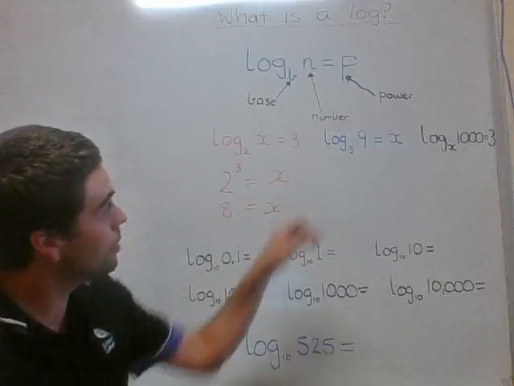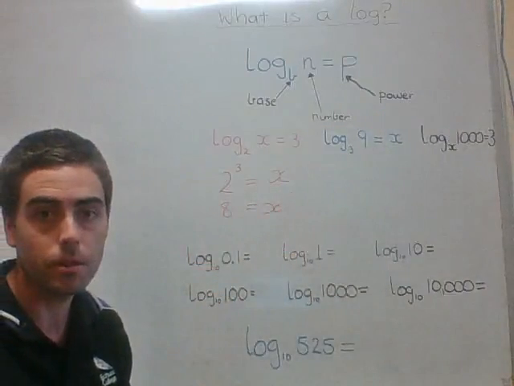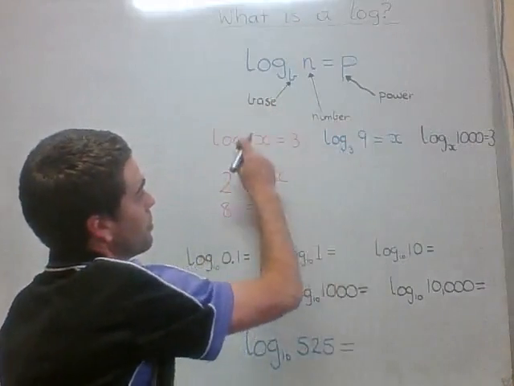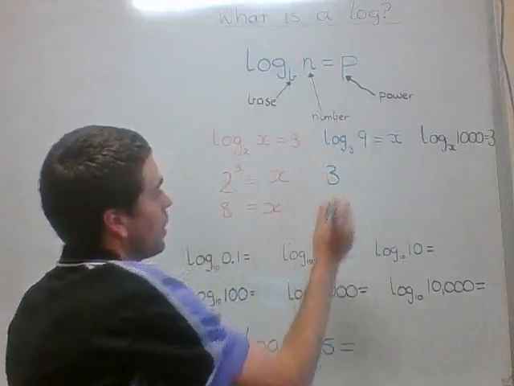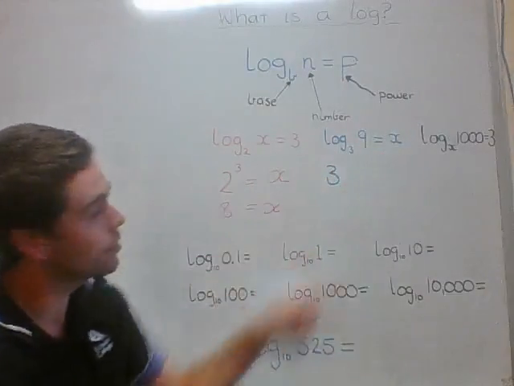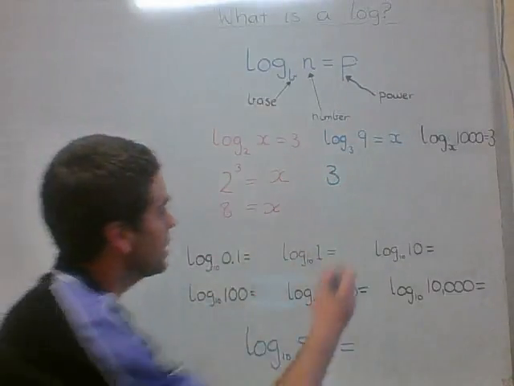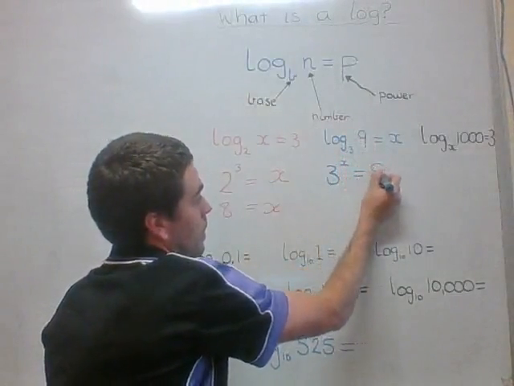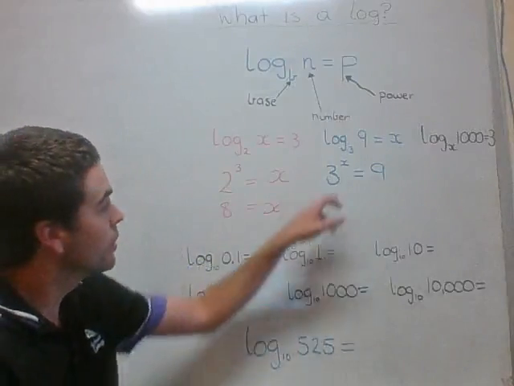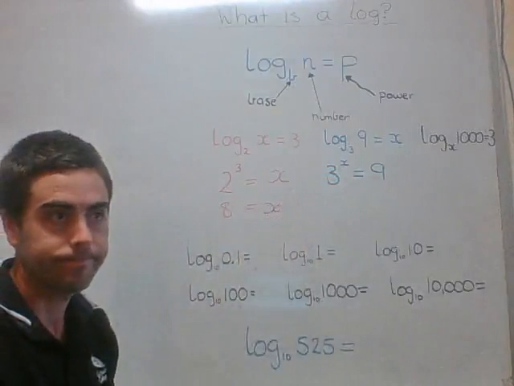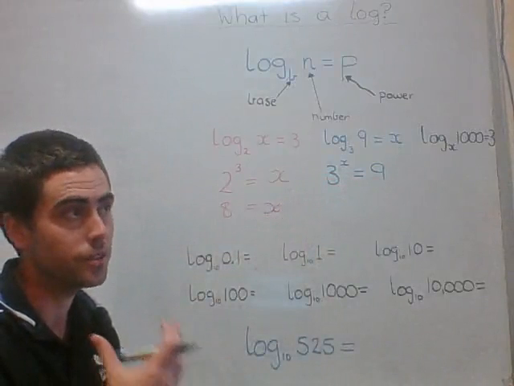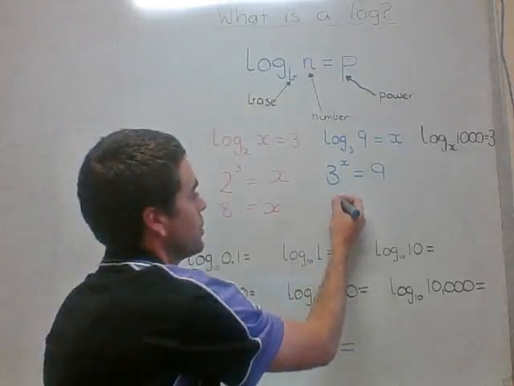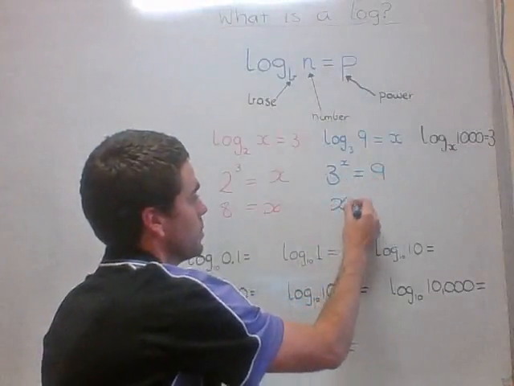In the second one, x is in a slightly different spot, so again we'll write it out. My base this time is 3. So this little number here is always my base. My power is always the number on its own, on the other side of it, so in this case it's x. And my number is 9. So what this one's actually asking is 3 to the power of what is 9? 3 times 1, is it 3 times 3, squared, cubed, 3 to the power of 4? We know that 3 squared equals 9, so x must be 2.